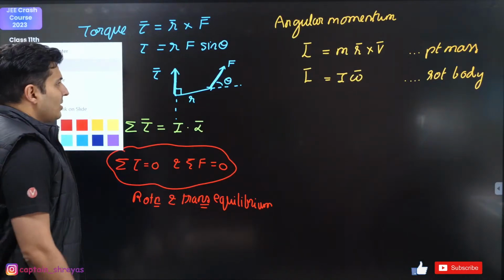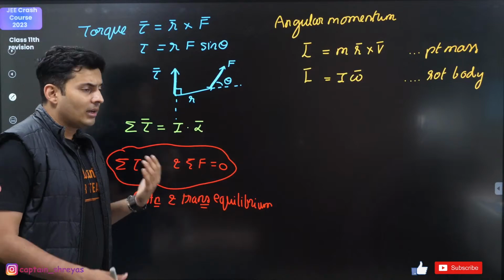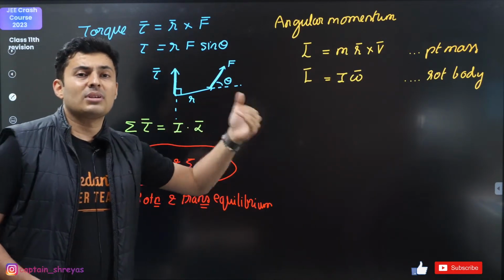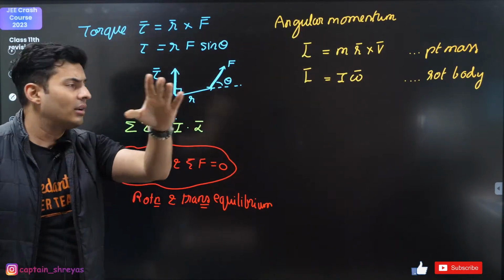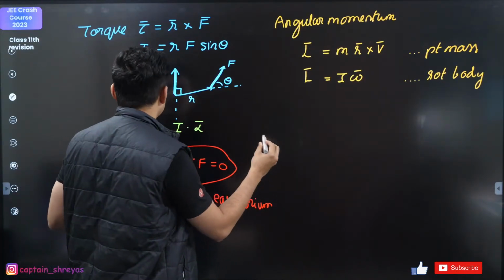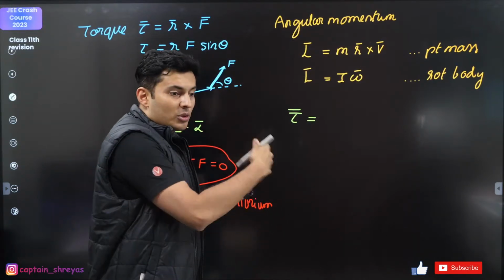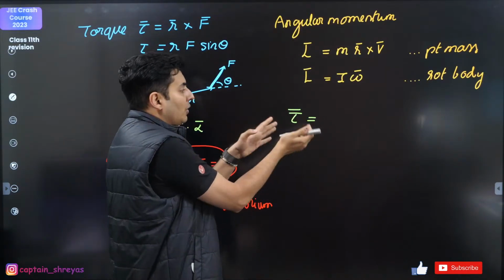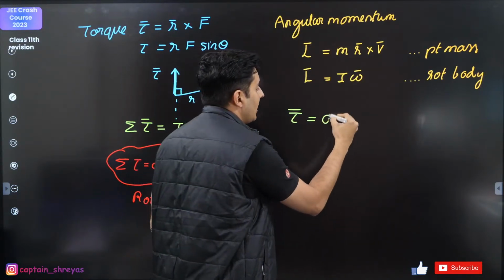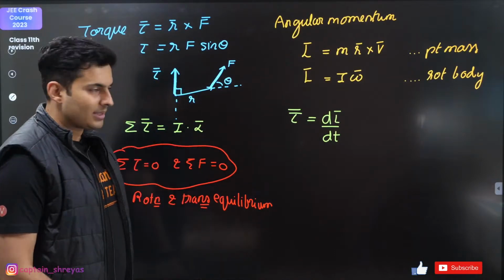Now, like I was saying, this torque is also related to angular momentum. If you remember, in Newton's law, force was the rate of change of momentum. So here, torque is the rate of change of angular momentum. Just like force was the rate of change of momentum, here, instead of force, it's torque. Torque is the rate of change of angular momentum. That's all. As simple as that.